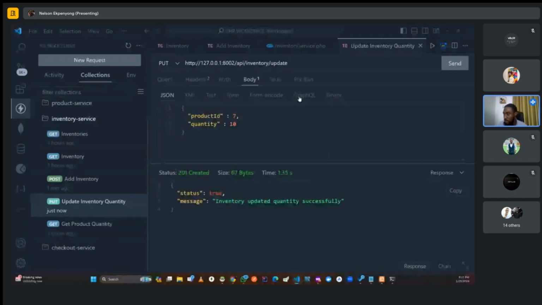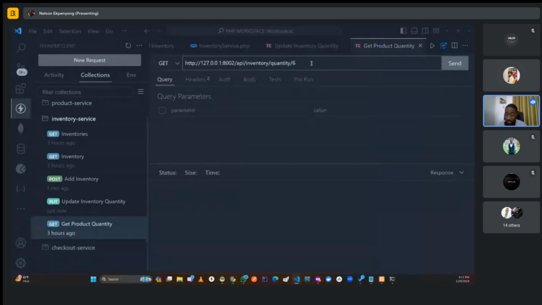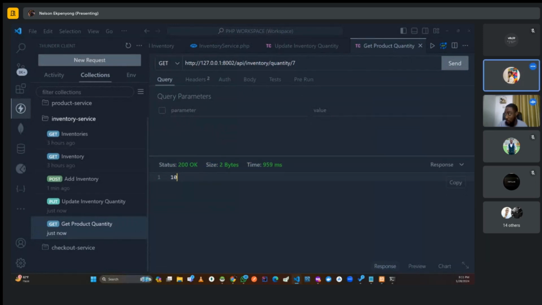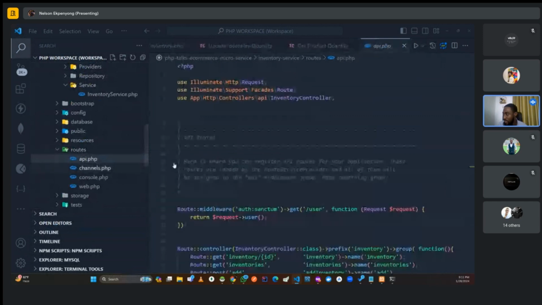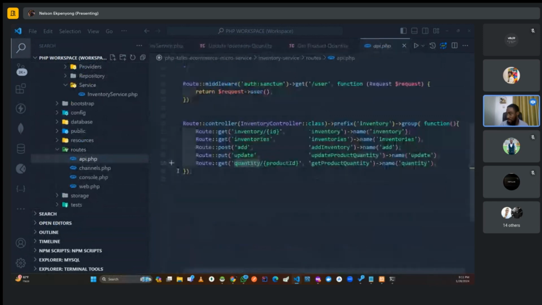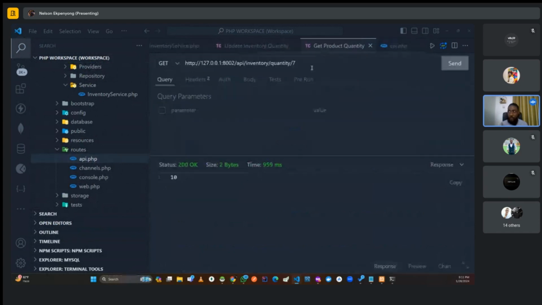Get product quantity. Let's find out 7, right? We bought 7. 7 was the G-Wagon. See, it's 10 that is left. Can you see? Yes. So remember, the product ID was 7. Let's find this endpoint, inventory quantity 7. This is the inventory service. So you see, on line 29, to get the quantity of a product, all you need to do is pass the product ID and it will give you the quantity that is left, which is what we are doing here, right? Let's see 8. Nobody bought 8.